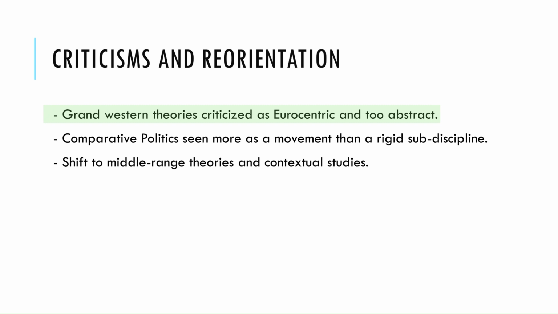Comparing countries with very different histories, cultures, and institutions turned out to be much harder than expected. Some scholars even questioned whether comparative politics was truly a distinct subdiscipline at all, or just a loose movement rather than a rigid subdiscipline within political science. As a result, researchers began shifting their focus. Instead of following universal theories, they turned to middle-range theories and started making more grounded, practical, context-specific comparisons. They began studying smaller regions, similar cultures, or specific variables rather than trying to compare the entire world at once.